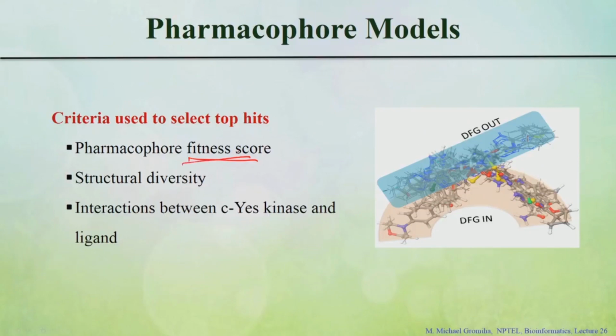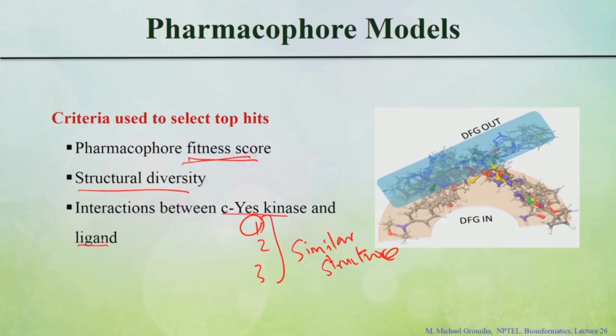So, first you can get the fitness score, you can screen and rank based on the fitness score, then go with the structure diversity. For example, if you have 5 compounds that are similar structures with high scores, then take only one. For example, 1, 2, 3 have similar structures. Then you take the first one, rather than taking everything. Then you can check the interaction between the kinase and the ligand, the actual interactions.